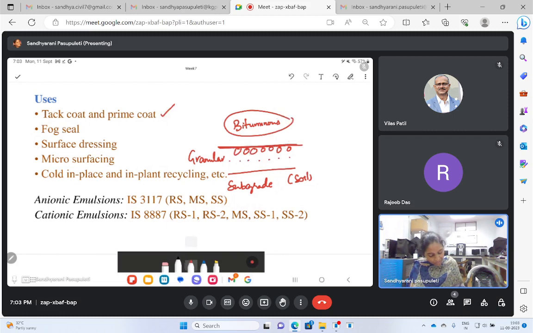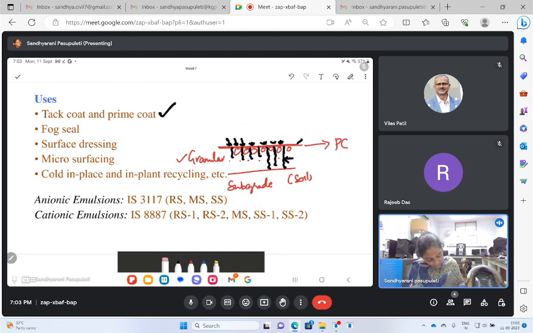So tack coat is nothing but, upon this granular layer, if you want to place a bituminous layer, whatever layer is in between, we call it a prime coat. Let us say now you already have a bituminous layer. Upon this granular layer, I have one bituminous layer 1, with H1 thickness. I do not want to lay all my bituminous layers as a single thickness layer. Now I want to provide another bituminous layer with H2 thickness.